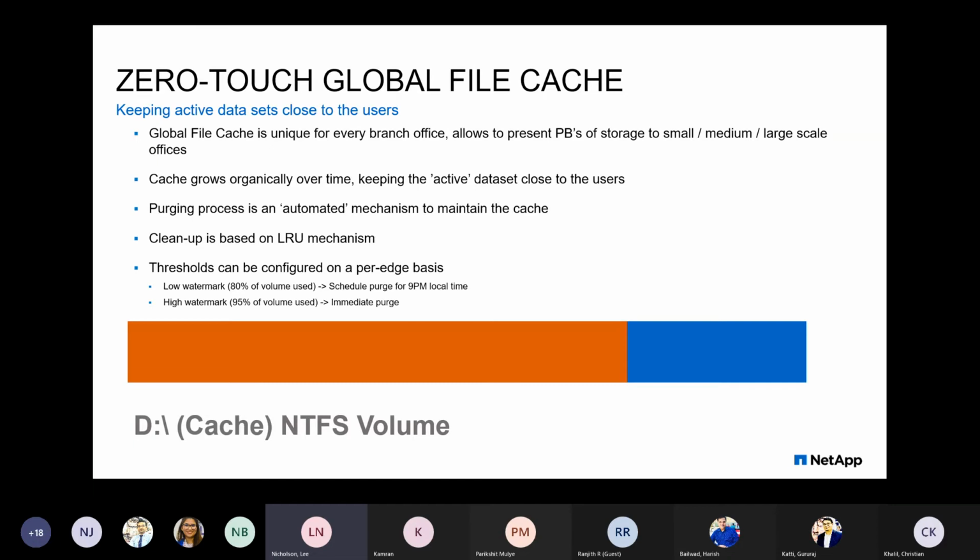And what happens is when this cache actually grows organically over time and it gets to 80% of utilization, that's not a problem. Our zero-touch automated purge process will actually kick in and schedule a job to go and clean out the cache, and it'll clean up anything between 20 and 50% of your data.